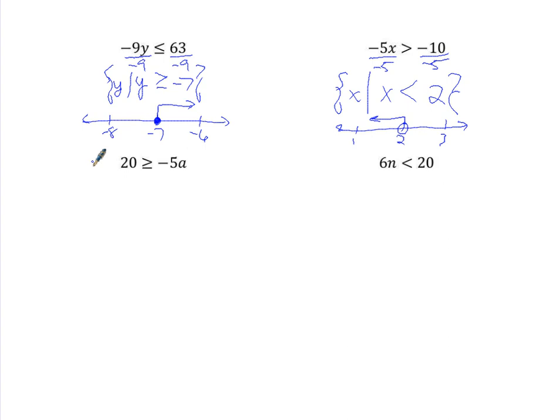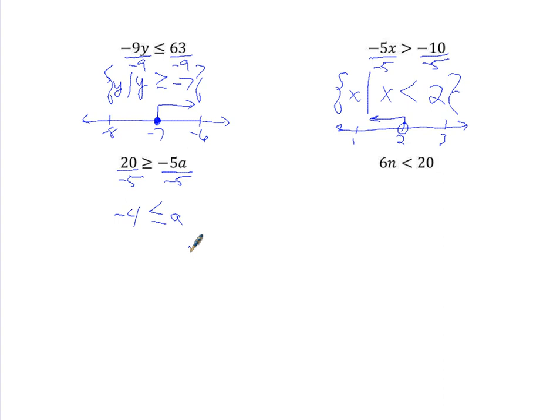Okay, the next one, what do we do? So, yep, divide by negative 5 to both sides. On the left we get negative 4. On the right we get a. The symbol has to flip, that's right, because we divided by a negative number. So instead of greater than or equal to, it becomes less than or equal to.